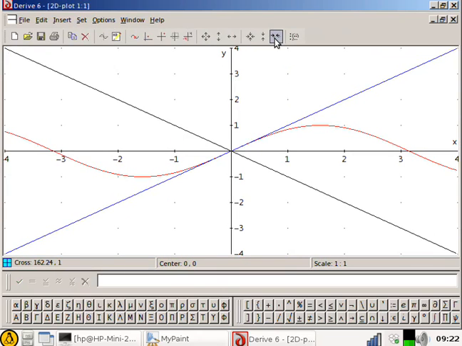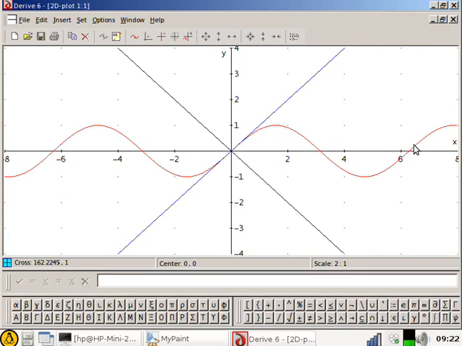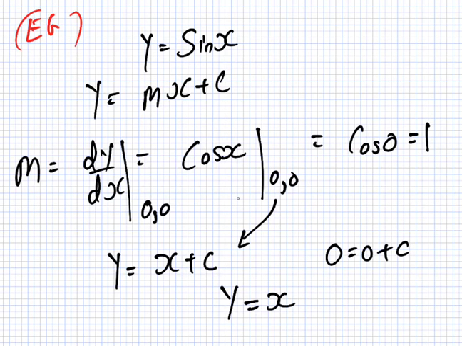So here, let me sharpen that up a bit. Yeah, the red line is the sine, the blue line is the tangent, and the black line is the normal, which is perpendicular to the tangent. So let's do an example now with normal, which the first one I can see here is number 6. So I'll do number 6 here.